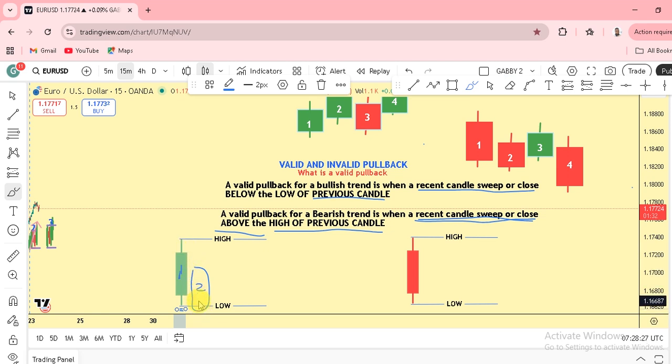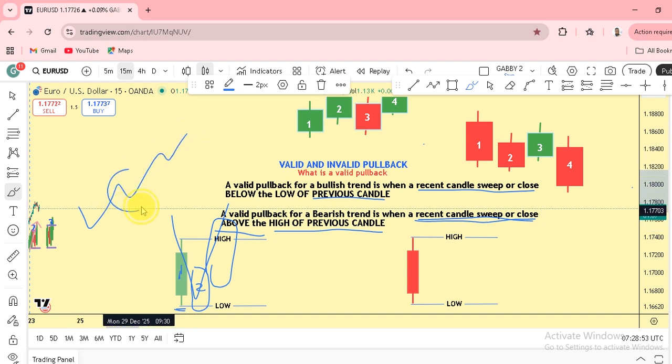We can now say we have a pullback, but this pullback is not yet confirmed until we have another candle that closes above. So we can now say we have something like this and like this. Remember, I told you it's higher highs, higher lows, higher highs, and this setback is what we refer to as a pullback.